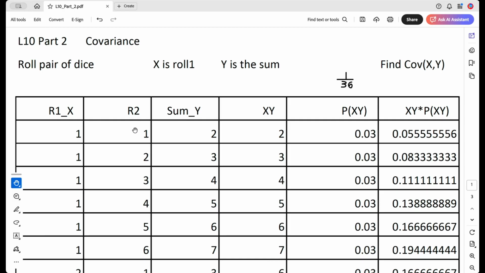So if x and y are both 1, the sum is 2. The product of x and y, to be careful here, we're multiplying x with the sum. 1 times 2 is 2. The probability of that happening is 1 out of 36. And then we multiply xy times p of xy to get ready for the expected value. And so we repeat that process for all 36 possibilities here.